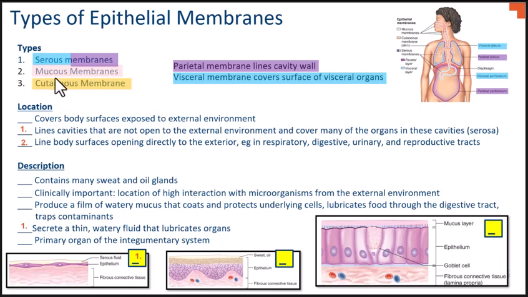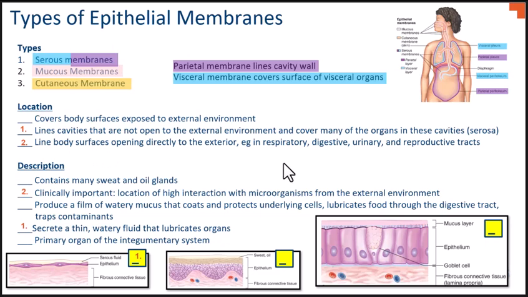Now we're going to have a look at mucous membranes. And in this image here, you can see mucous membranes are shown in certain regions, but it's only showing you up through here. There are other mucous membranes in the body as well. But in terms of their description, they line the surfaces that are open directly to the exterior environment.